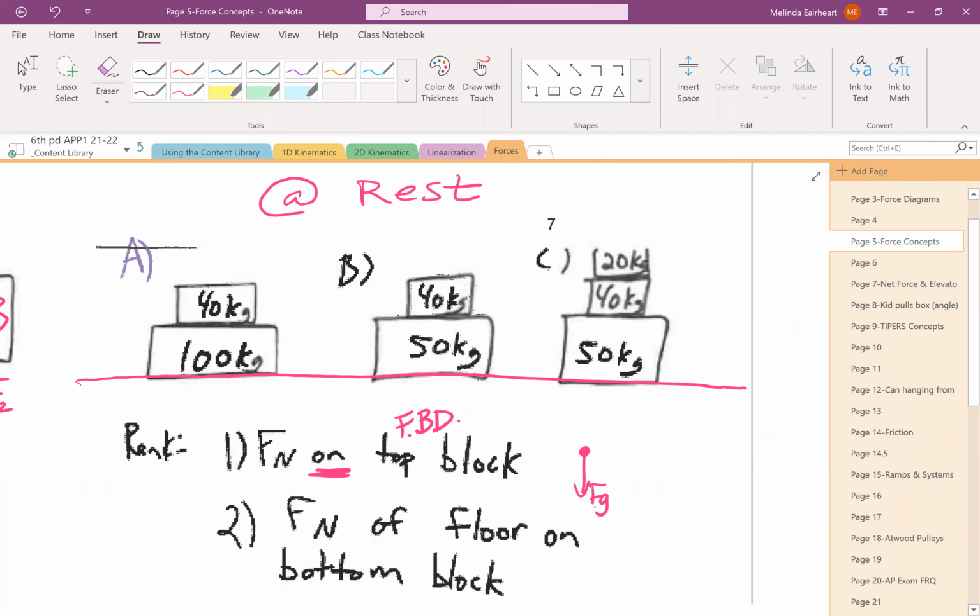What direction is the normal force on the top block? Straight up, right? Perpendicular to the surface. And so if they're all at rest, these two forces are going to be equal and opposite.